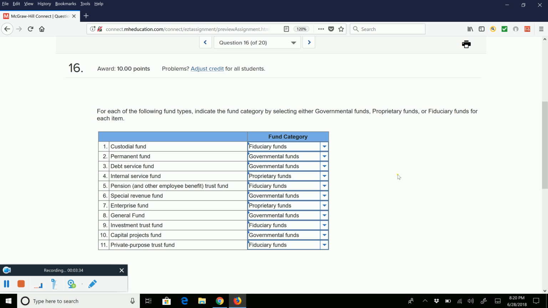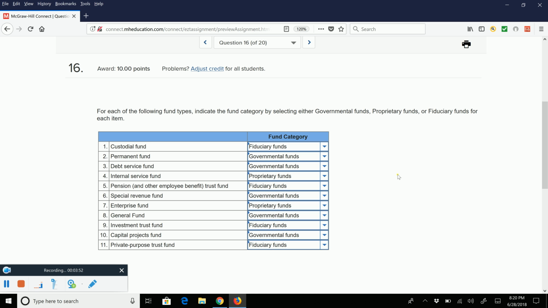And then lastly, we have our fiduciary funds. Two types of fiduciary funds: custodial funds and trust funds. The custodial fund is basically a pass-through, where the government collects money on behalf of somebody else and then passes it right along to them.